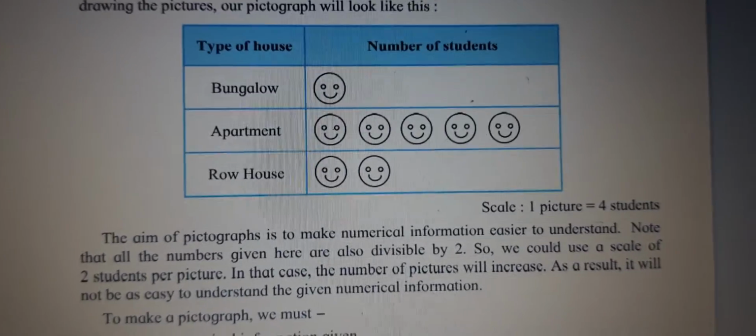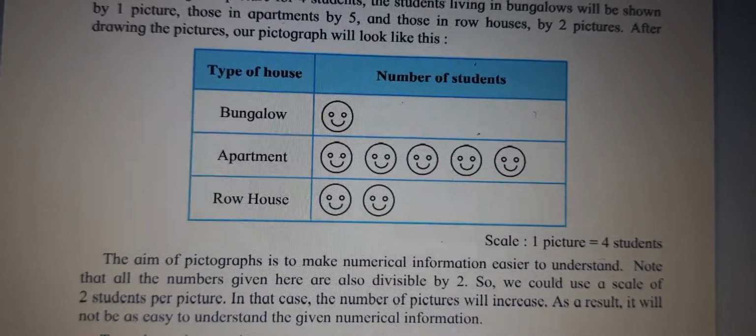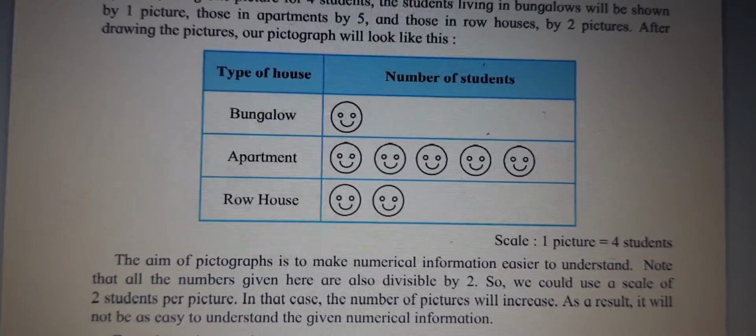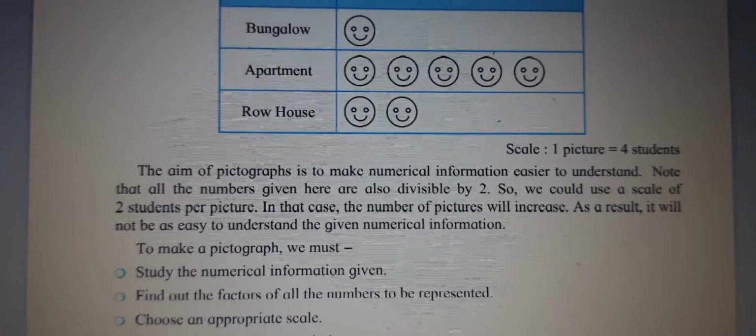So you can see this? Yes. So scale you will write down: 1 picture is equal to 4 students. What you are taking as 1 picture, that you have to write down as scale.